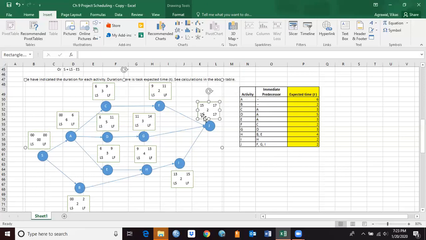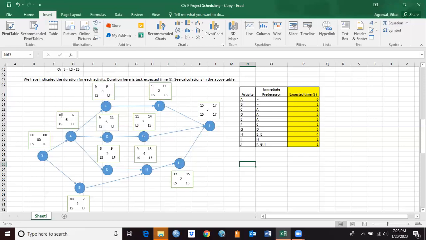Okay, now since this is starting on 15th, I can finish activity I on 15th latest, and I can finish activity G on 15th, right, and activity F on 15th. Because if I can start J on 15, that means latest I should be done with activities F, G, and I on 15th week.